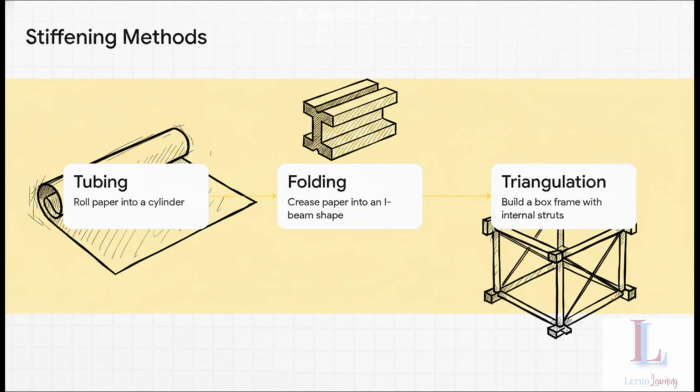You can actually test this geometric alchemy yourself. Try taking a normal sheet of paper and rolling it into a tight cylinder. That harnesses the strength of tubing. Or crease it into an I-beam shape to unlock the power of folding. You can even build a little box frame with internal struts and corner joints, which are called gussets, to create triangulation. Triangles are amazing because they inherently lock their shape, making them incredibly stable under pressure.